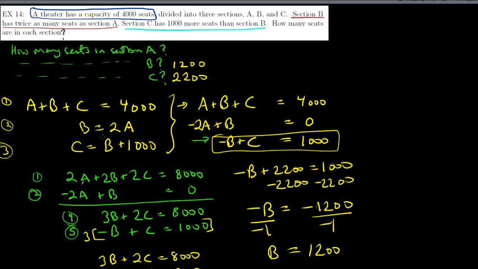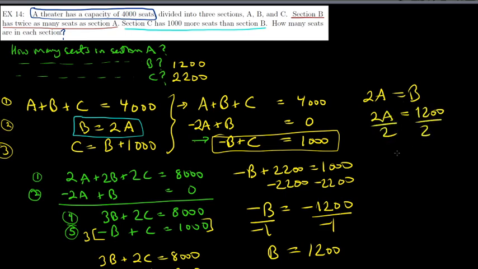So again, obviously you can't use equation 3, there is no A here, but you can use either equation 1 or equation 2. And I don't know about you, but 2 looks pretty easy here. B is just 2 times A, so that means A is just half of B. Or better yet, let's just write this down: 2A is equal to B, and we know B is 1,200. So if 2 times A is 1,200, divide by 2, A is 600. So there you go. There's 600 seats in section A, 1,200 in section B, which is twice as much, and 2,200 in section C.